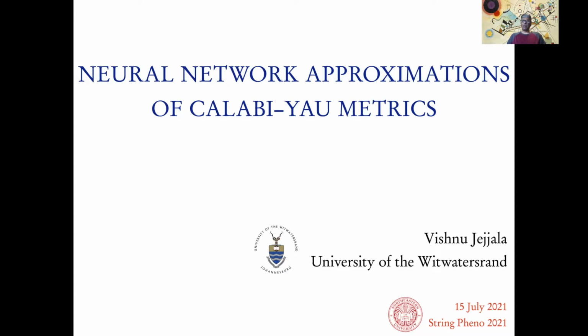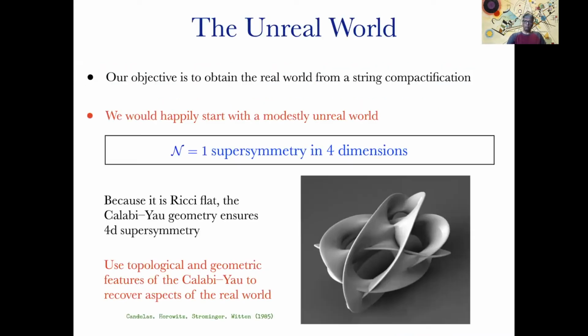I want to tell you about neural network approximations of Calabi-Yau metrics. As this is a string phenomenology conference, the motivation for this talk is deeply rooted in our efforts to realize a real world from a string construction. The starting point is the MSSM, or some variant thereof. This is a modestly unreal world, has N=1 supersymmetry in 4 dimensions. A natural framework for accomplishing this is Calabi-Yau compactification down from 10 dimensions. And indeed, this has been one of the central paradigms for string model building since 1985.